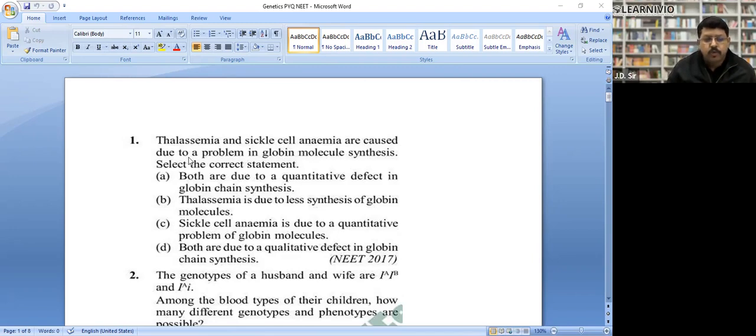Both are caused due to a problem in globin molecule synthesis. Select the correct statement. Both are due to the quantitative defect in the globin chain synthesis. Thalassemia is due to less synthesis of globin molecule. Sickle cell anemia is due to the quantitative problem of both globin molecules. Both are due to a quantitative defect in globin chain synthesis. Tell me what is the answer for this one?